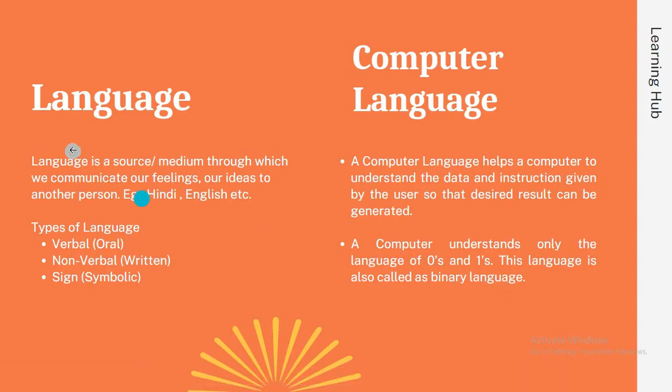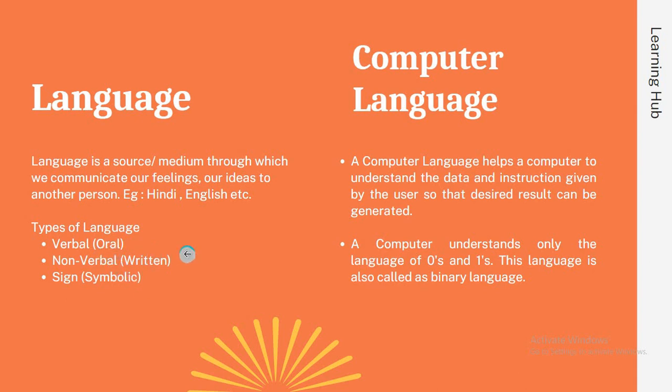First of all, we discuss the difference between language and computer language. Language is a medium through which we communicate our feelings and ideas to another person. A human being can understand a language, such as the Hindi language, English language, or Punjabi language. Types of language: verbal, non-verbal, and sign.